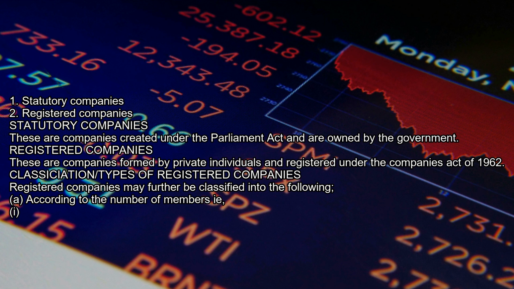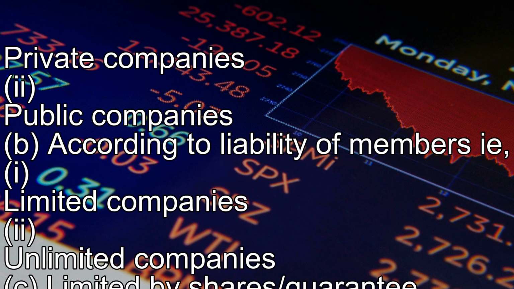Classification/types of registered companies. Registered companies may further be classified into the following. A. According to the number of members, i.e. I. Private companies. II. Public companies. B. According to liability of members, i.e. I. Limited companies. II. Unlimited companies. C. Limited by shares/guarantee.